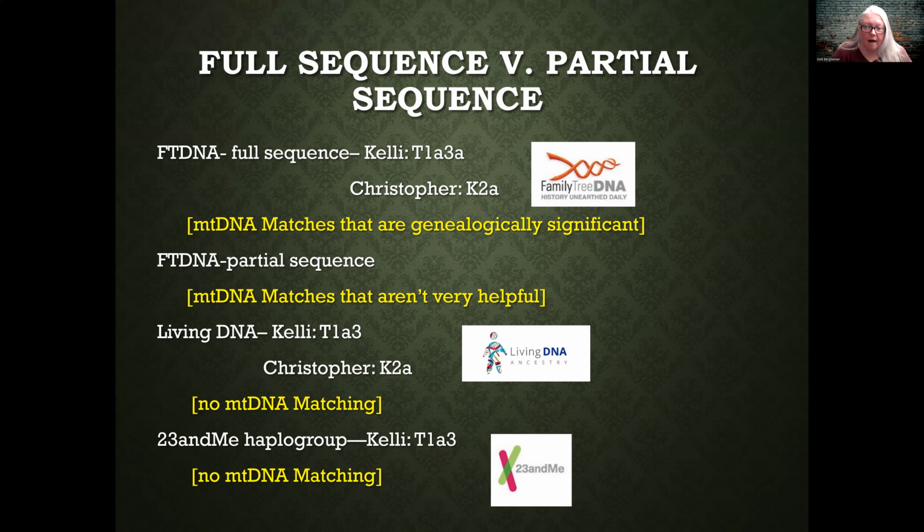Living DNA does give you that high haplogroup. And for me, if you look at the difference, what they gave me at Living DNA was T1A3, and the full sequence at Family Tree DNA gave me T1A3A. For Christopher, same. His high-level haplogroup and his haplogroup at Family Tree DNA were the same. For me, at 23andMe, again, I got kind of that higher level haplogroup. No mitochondrial matching. So you can find out what mitochondrial group you're in, but that doesn't necessarily help you genealogically unless you have those match lists.